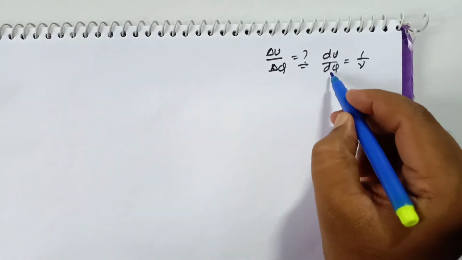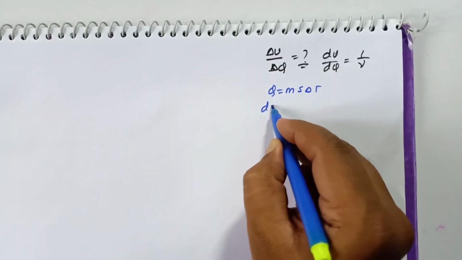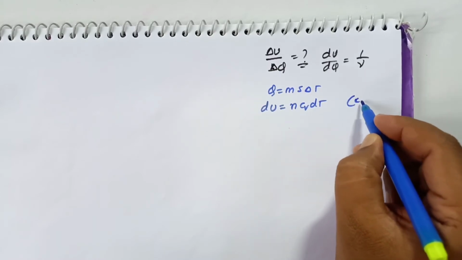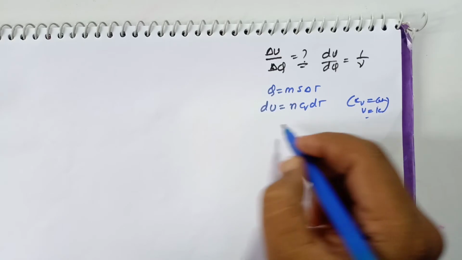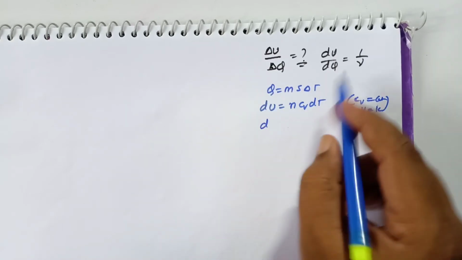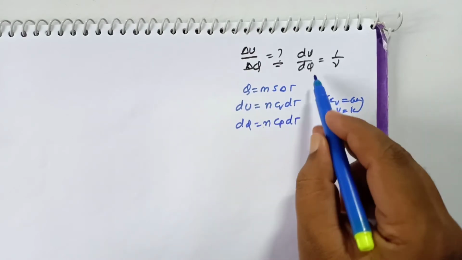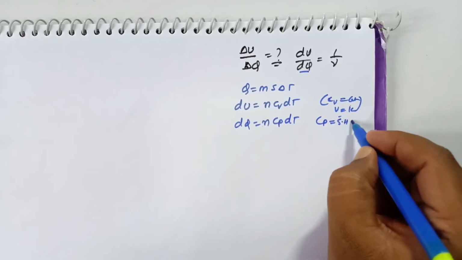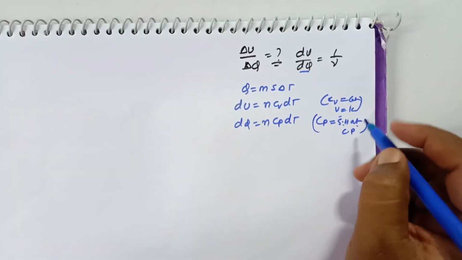So now dU by dQ means what? You know the general formula is Q is equal to m s delta T. Internal energy can be taken as n Cv dT, because of specific heat at constant volume. Cv means volume is going to be constant here. And similarly the same formula can be used for dQ also, where dQ is equal to n Cp dT, because for dQ, Cp is going to be considered here. Specific heat at constant pressure. So Cp is nothing but specific heat at constant pressure here.